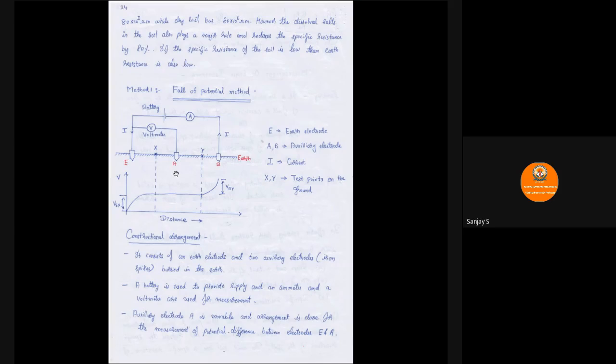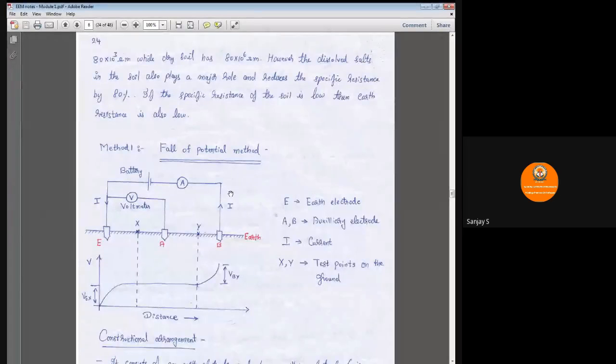So this is called the fall of potential method. It is called the fall of potential method because the potential keeps falling or reducing as and when you take it away from the electrodes. That's why it's called the fall of potential method, to track the exact or accurate reading of earth resistance. So this finishes the first method of measurement of earth resistance. Further, I'll be continuing in the next session.